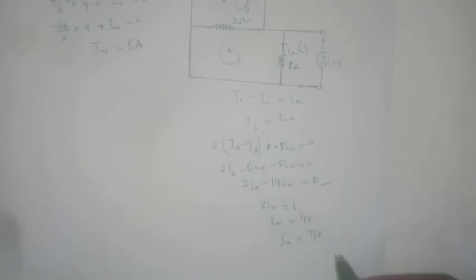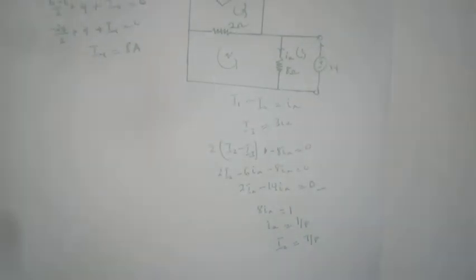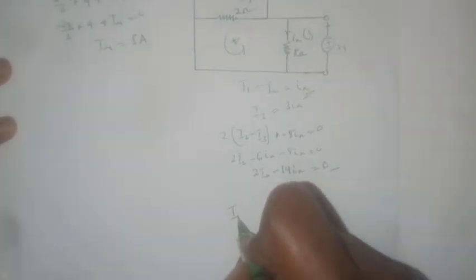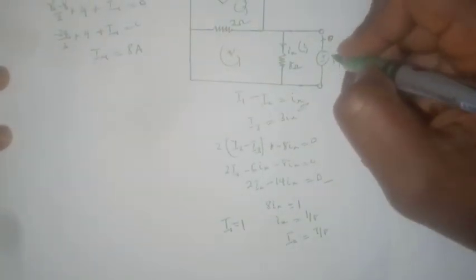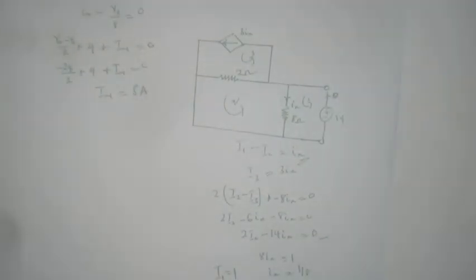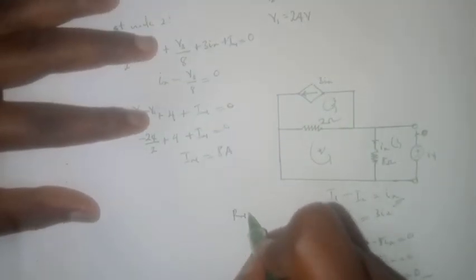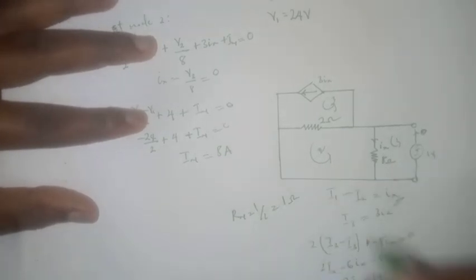And we can then use that in this equation here, and we will arrive at I1 equal to 1. So the current here is 1 ampere. The inverse of 1 ampere, R_N, is 1 over 1, which equals 1 ohm.